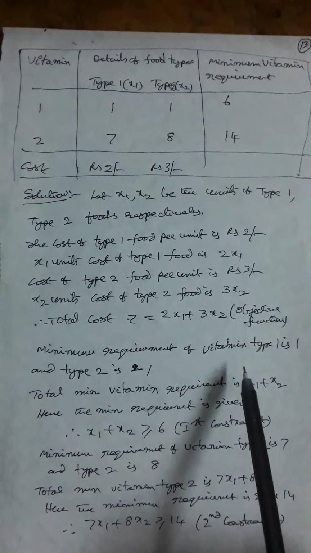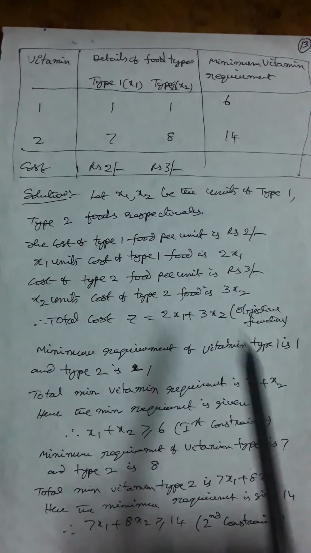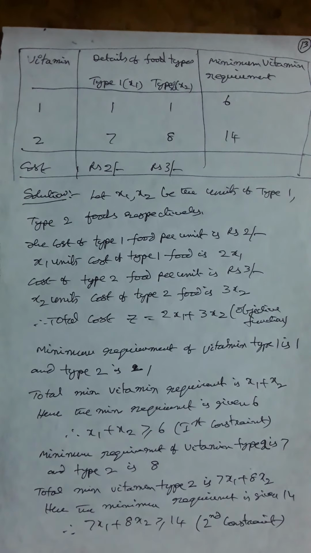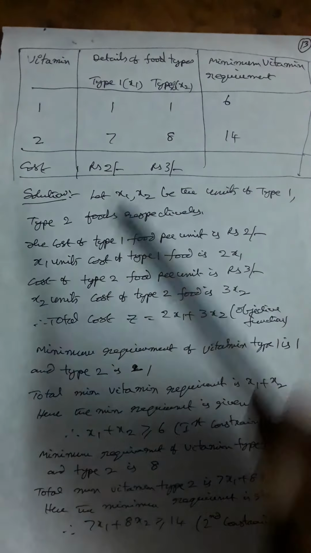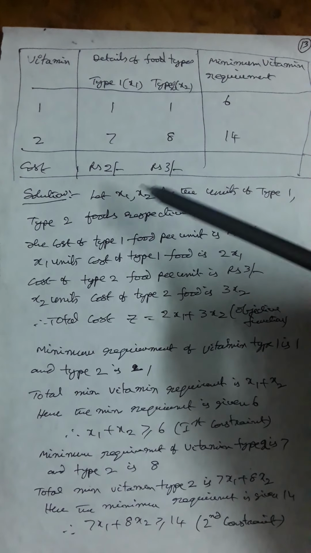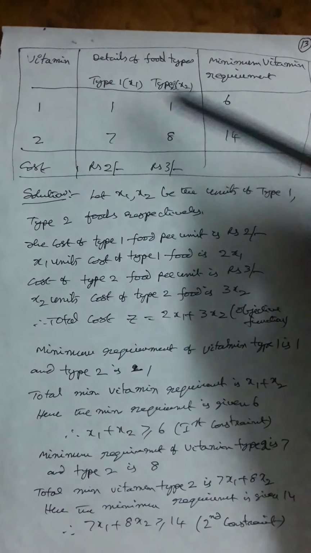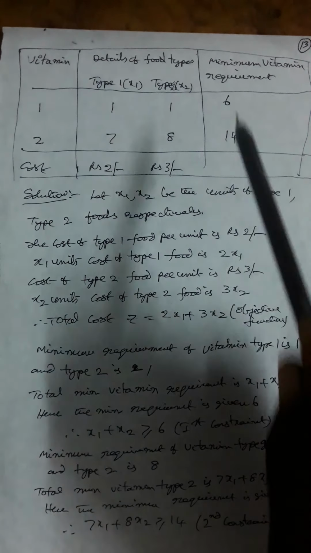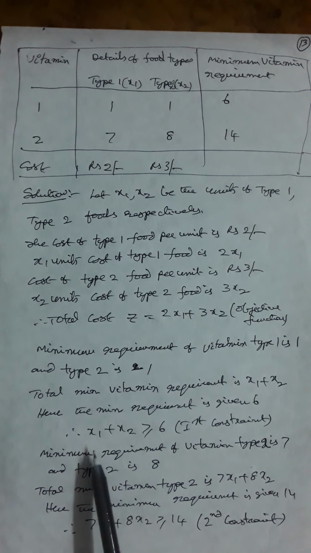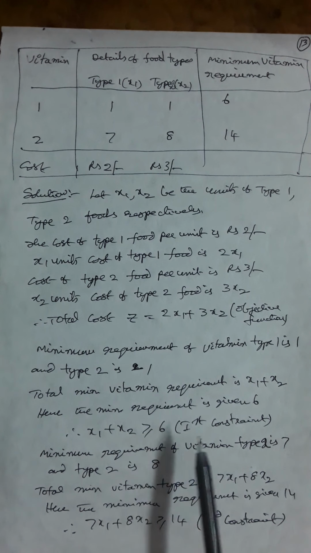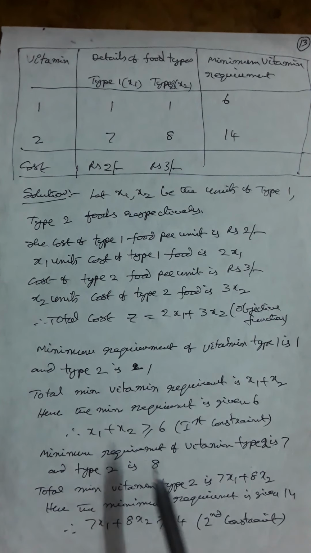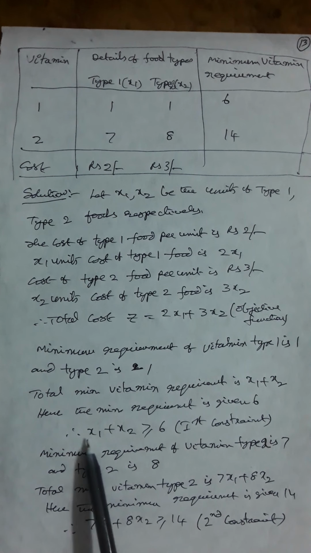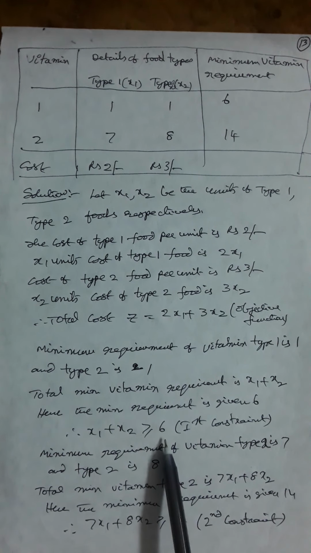The minimum requirement of vitamin type 1 is given in the table: type 1 is 1, and type 2 is 1. So how to write the constraint: 1 into x1 plus 1 into x2. The minimum requirement is given as 6. So our constraint is x1 plus x2. Minimum means at least 6, that is 6 or above, so we have to write the greater than or equal to symbol. So x1 plus x2 greater than or equal to 6. That is our first constraint.